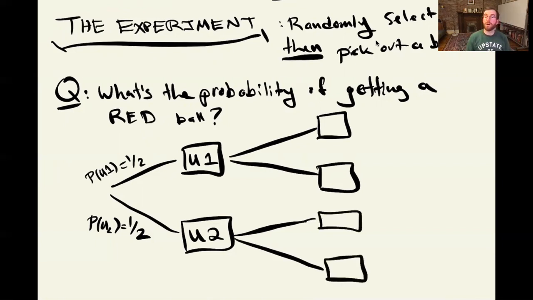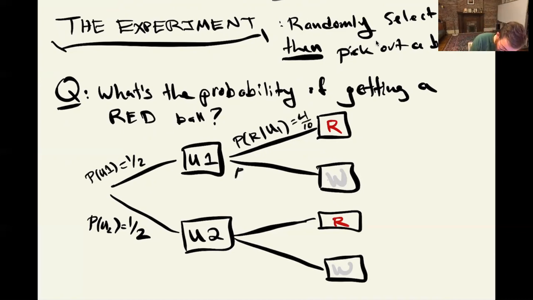In one world I get a red ball, and in another world I get a white ball. So here we have red, red, and then here we have white, white. Now, what's the probability of going down each of these paths conditioned on the information that we chose urn 1? Well, the probability of a red ball given urn 1 is equal to 4 out of 10, because there were 10 balls in urn 1, 4 of them were red.